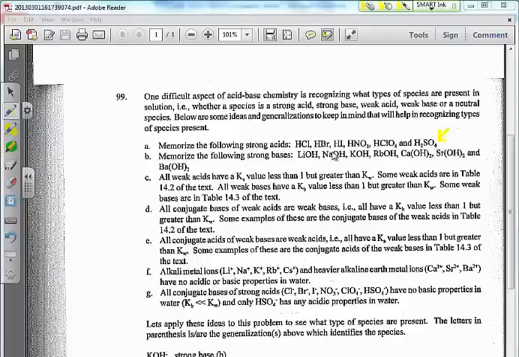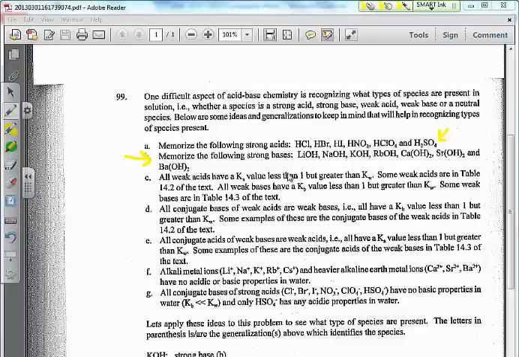Now the strong bases primarily are the group 1s and the group 2s. This is a more significant list. The only group 2 that's really common that's not necessarily on this list is magnesium hydroxide. But for the most part, it's why we don't see magnesium hydroxide much in acid-base chemistry. But these are your strong bases, which are group 1s and group 2s.